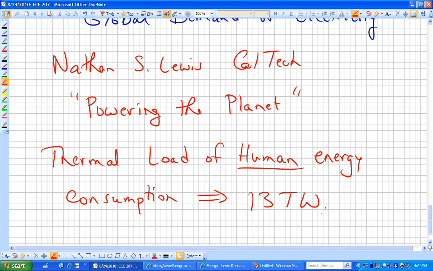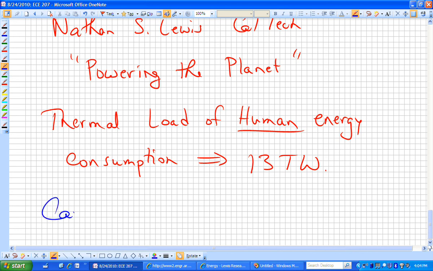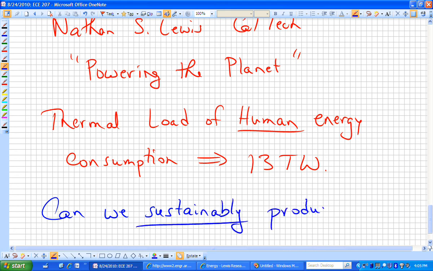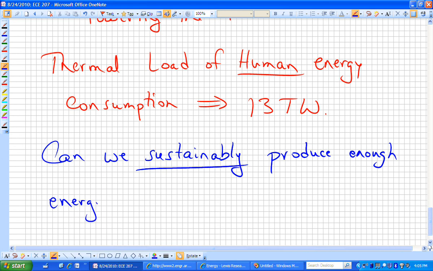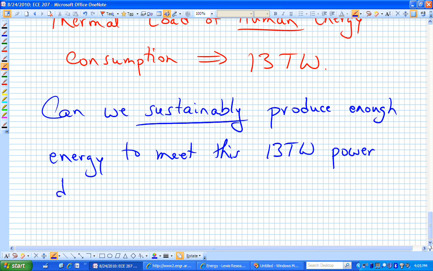And that's your challenge as engineers when you graduate, or as an intern even, is solving this particular problem. Can we, or maybe I should say, can you sustainably produce enough energy to meet this 13 terawatt power demand. And that's how much power is being requested or demanded all the time. 13 terawatts. Question?